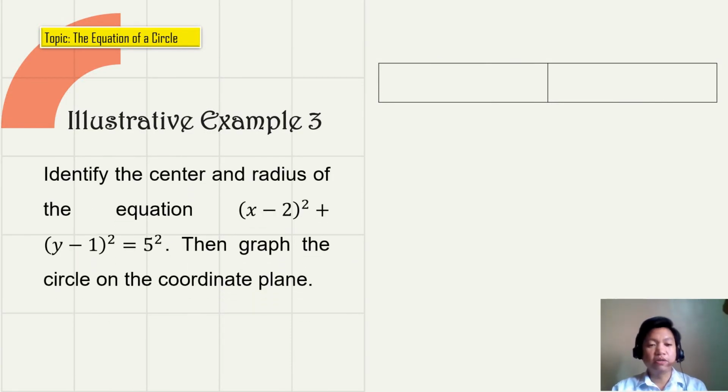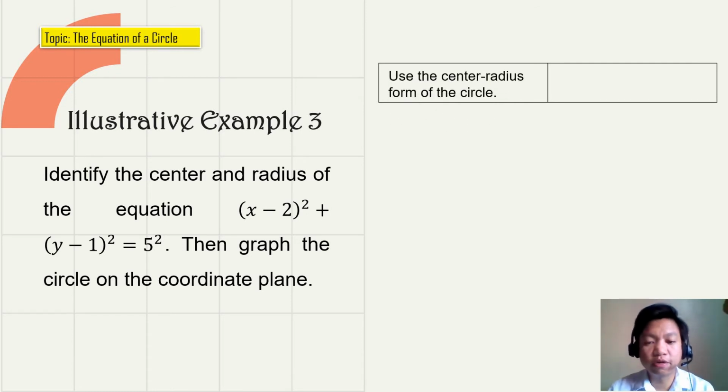Okay, now, ito naman, identify the center and radius of the equation. So, you have the x minus 2 squared plus the quantity y minus 1 squared equals 5 squared. And then graph, no? We're asked to graph, okay? So, you need to graph the circle on the coordinate plane. Okay, so you just follow these steps.